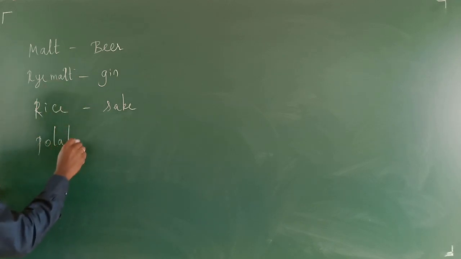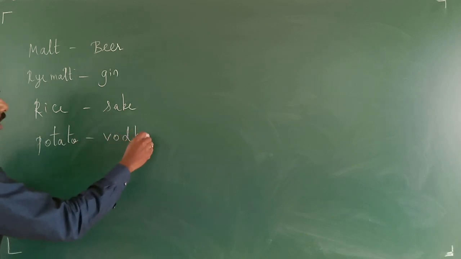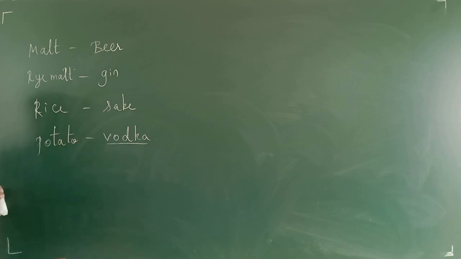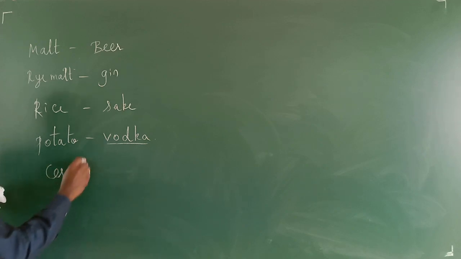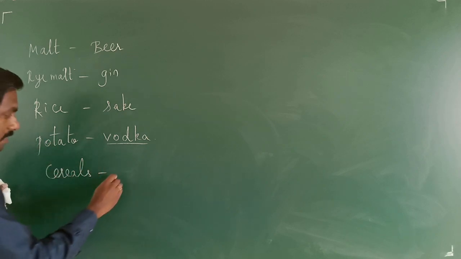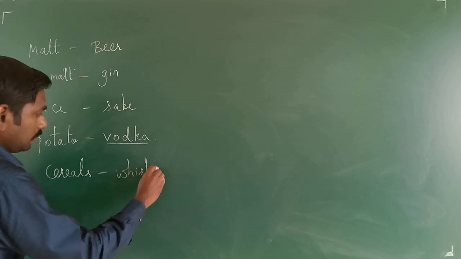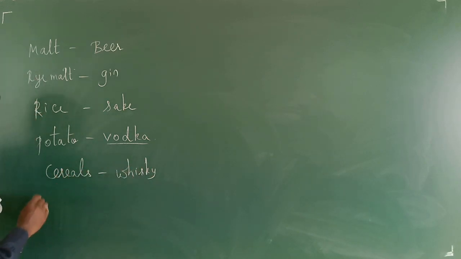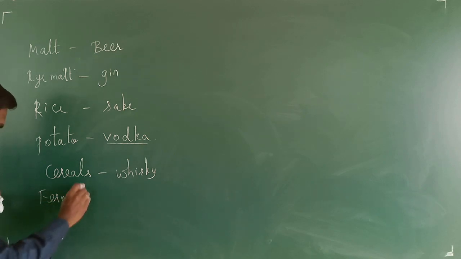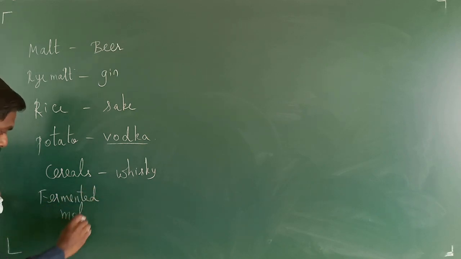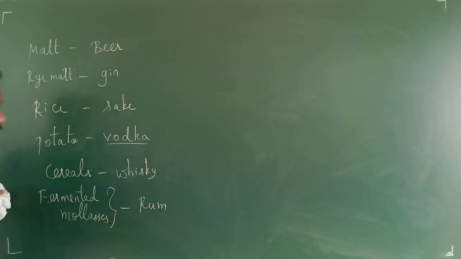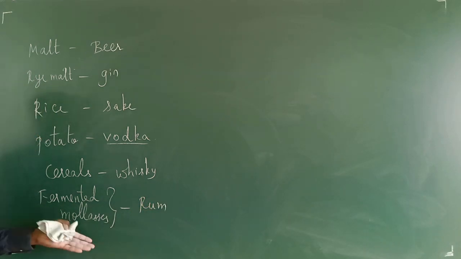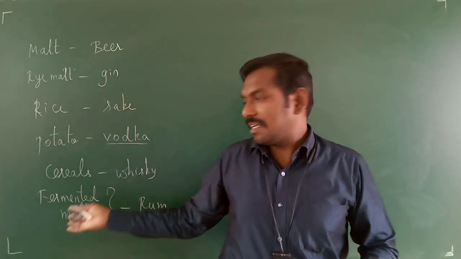From potato you get vodka. From cereals you get whiskey. From the fermented molasses you get rum. These are the products wherein you get these things.